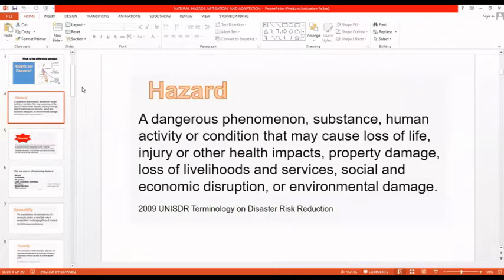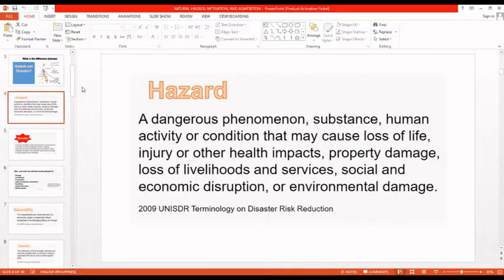So hazard is a phenomenon, a substance, human activity, or condition that may cause loss of life, injury or other health impacts, property damage, loss of livelihoods and services, social and economic disruption, or environmental damages. Under hazards, we have two types: biological hazards and geophysical hazards.